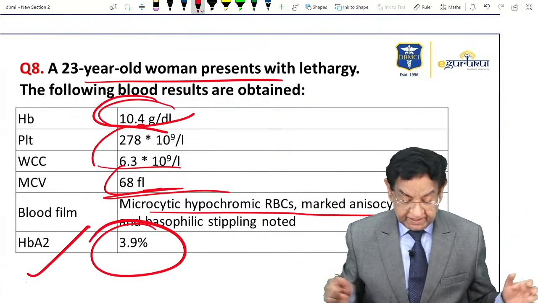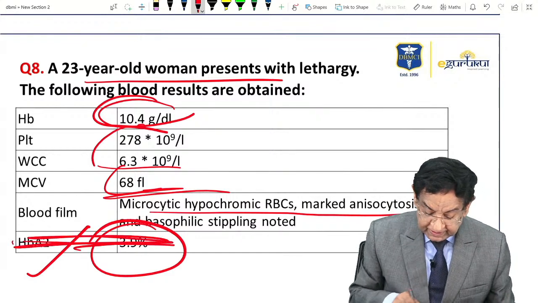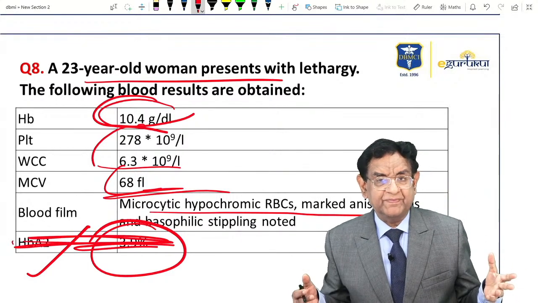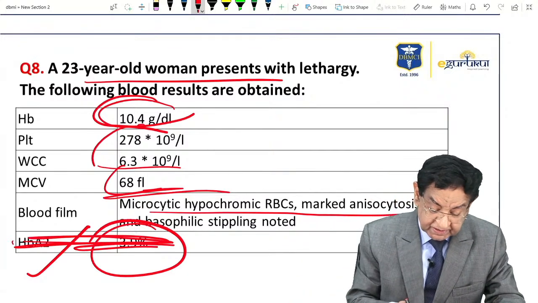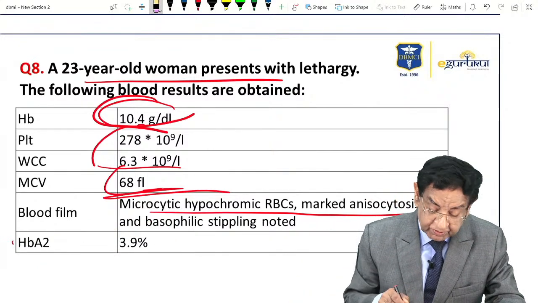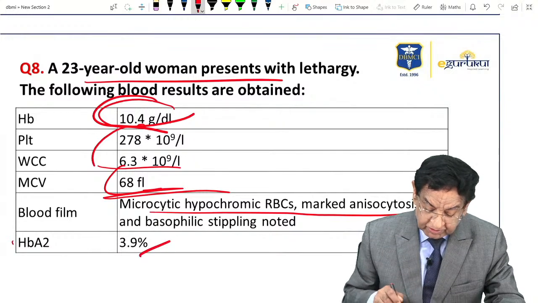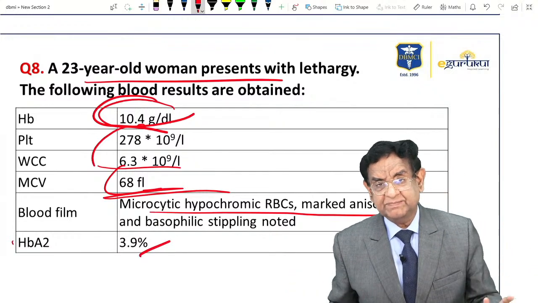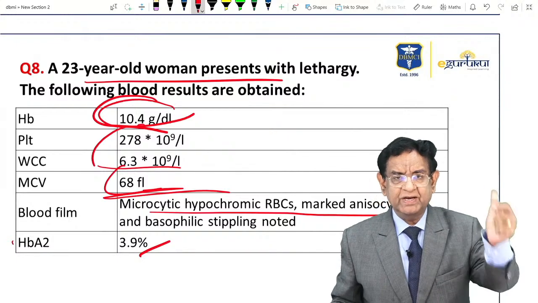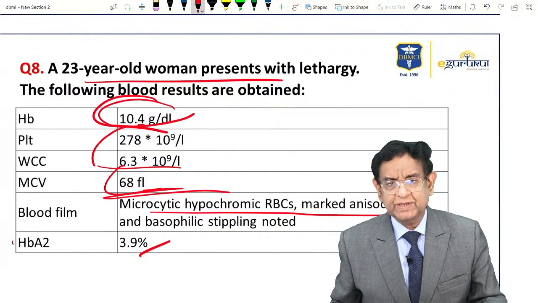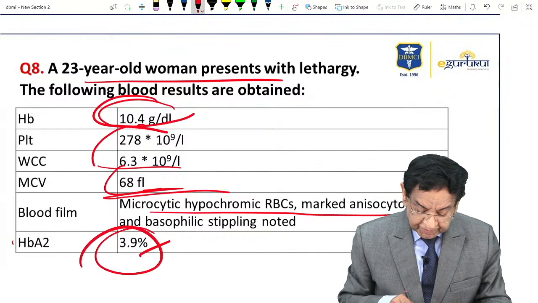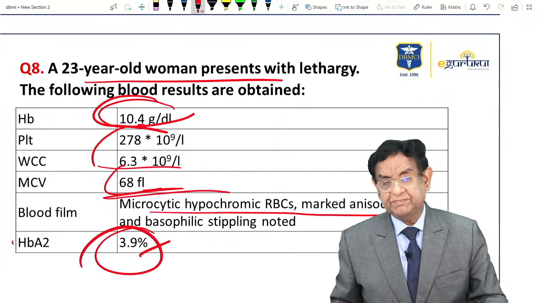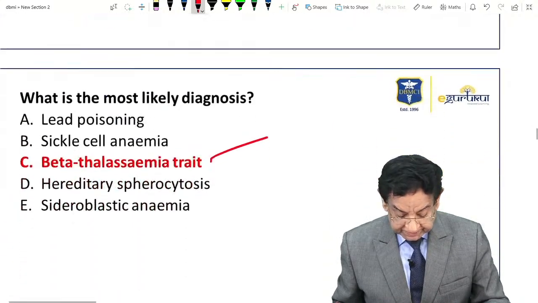In fact, if this line was not there, then the question could have been a little tough. But the examiner has made the question very easy. He says, come on, HbA2 is this. So if you know the basic concept, the question becomes very easy. Before looking at the options, you can think we are dealing with beta thalassemia trait because of raised HbA2.